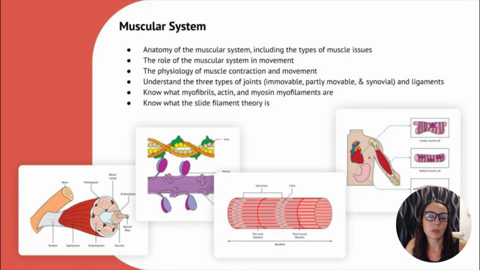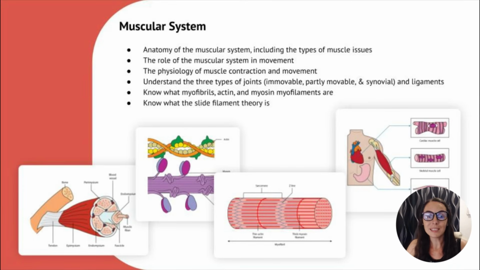So now we're going to explore the coordination of movement. Ligaments connect bones to form joints. So there's three types of joints that you should be aware of. There's immovable, partly movable, and synovial, which are freely movable joints.